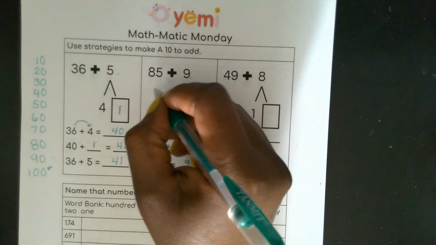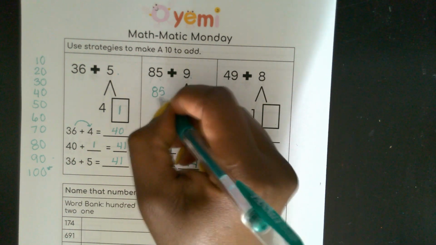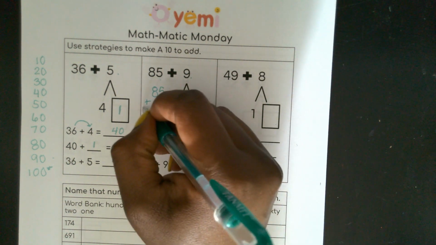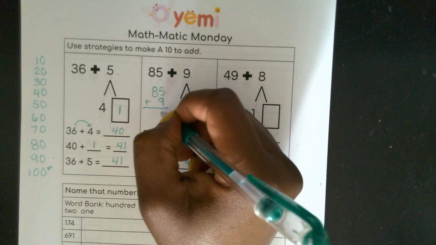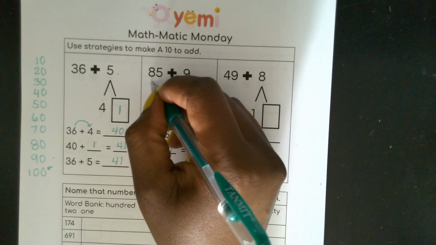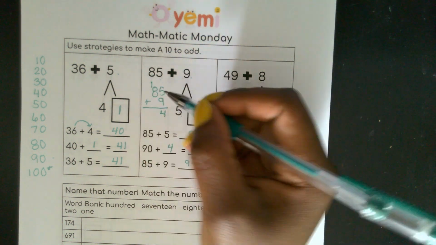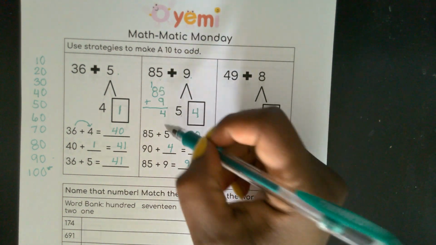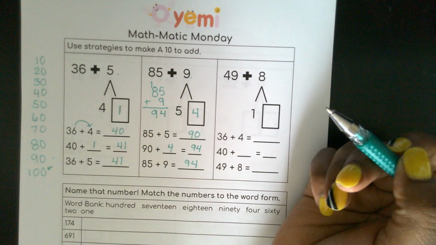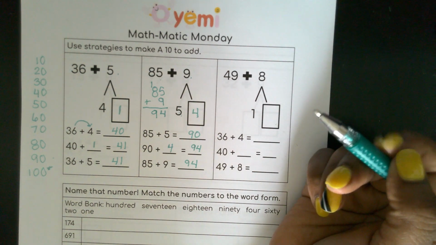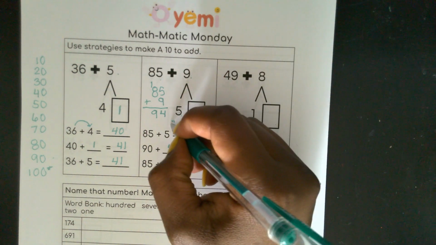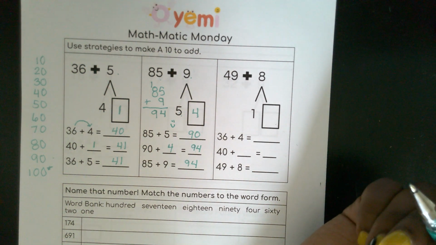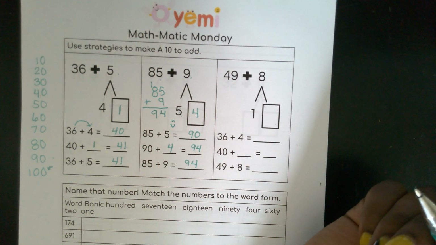Those of us who like standard algorithm, you could just do it this way. 9 plus 5 is that 14. We know this is the 10. And then 9. See? Same answer. Math has multiple ways to solve. That's why it's so beautiful.